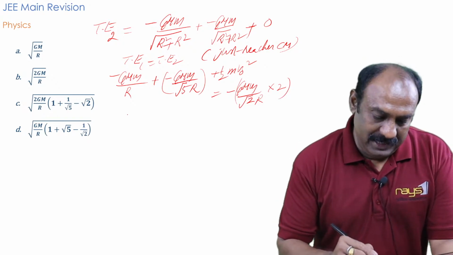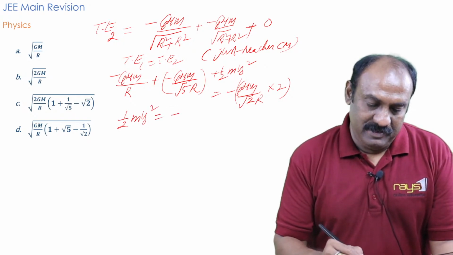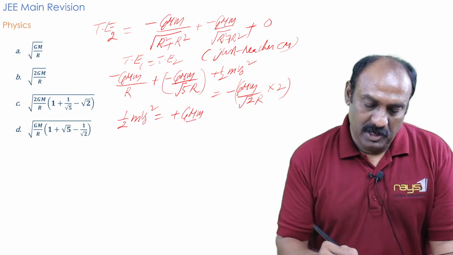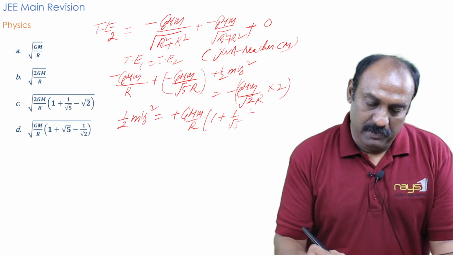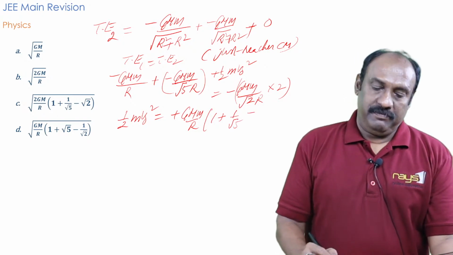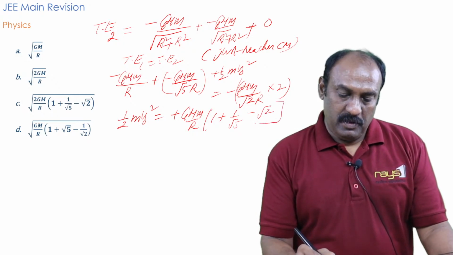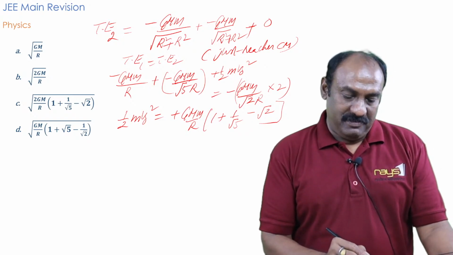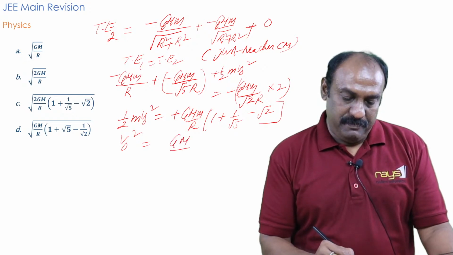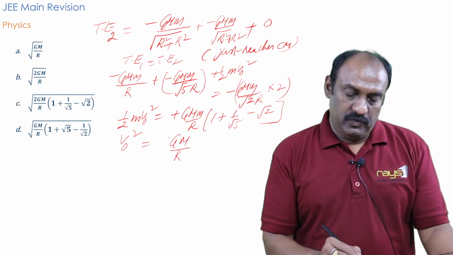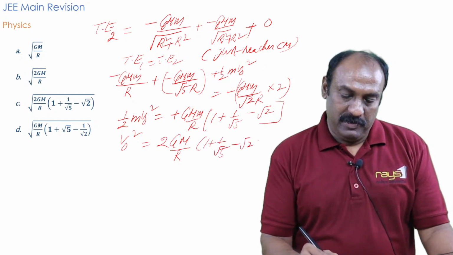So, now we want kinetic energy. Half m v naught square is equal to minus GMm by r, taken as common factor, into 1 plus 1 by root 5 minus, it is 2 is there, so root 2, minus root 2. So, from this we want v naught square. v naught square equal to, m m gets cancelled, GM by r into 2 is there, 2GM by r into 1 plus 1 by root 5 minus root 2.